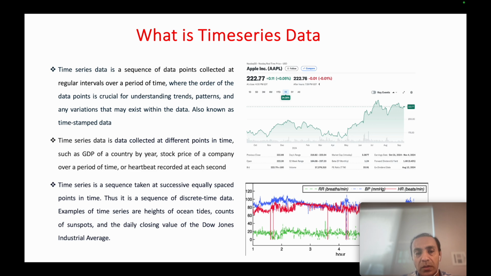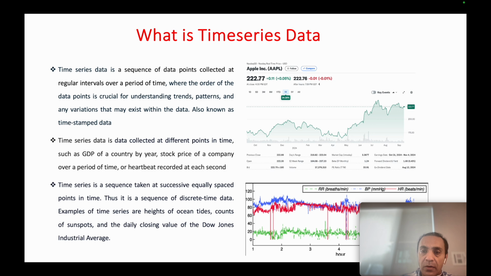Time series is a sequence taken at successive equally spaced points in time. Thus, it's a sequence of discrete time data. Examples of time series are heights of ocean tides, counts of sunspots, and the daily closing average of the Dow Jones Industrial Average that we see in the stock market every day. So the top right chart is the stock price of Apple company, and it's all time series data because it's data collected over a period of time. And only after we plot that data can we analyze the time series data using data visualization.